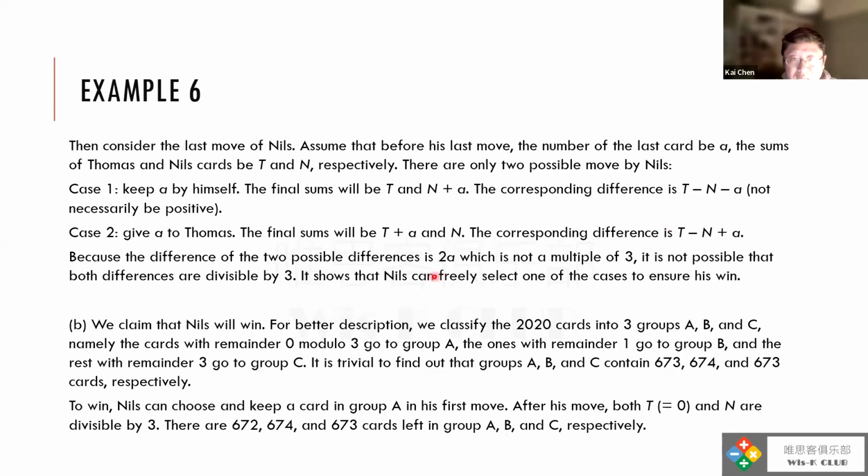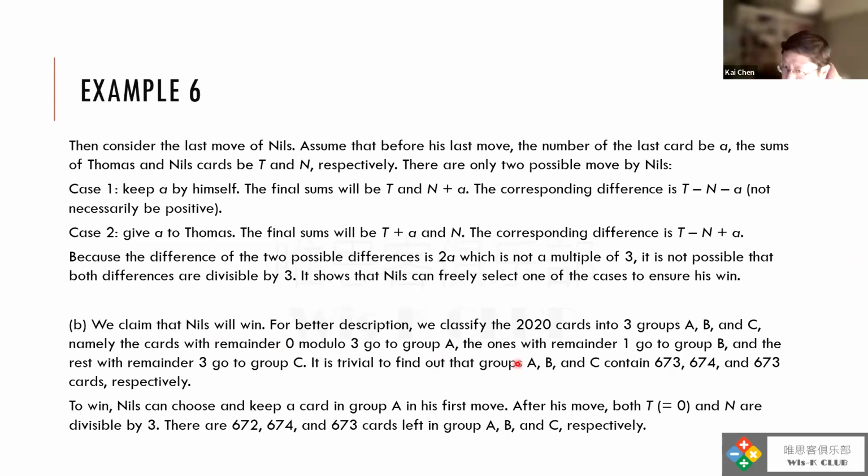So that means Niels has a chance to select this case, which is favorable to him, which ensures he will win, right? So that's the first question. Second question: Niels moves first, but then we have 2020 cards. And we claim that Niels will also win, yeah?